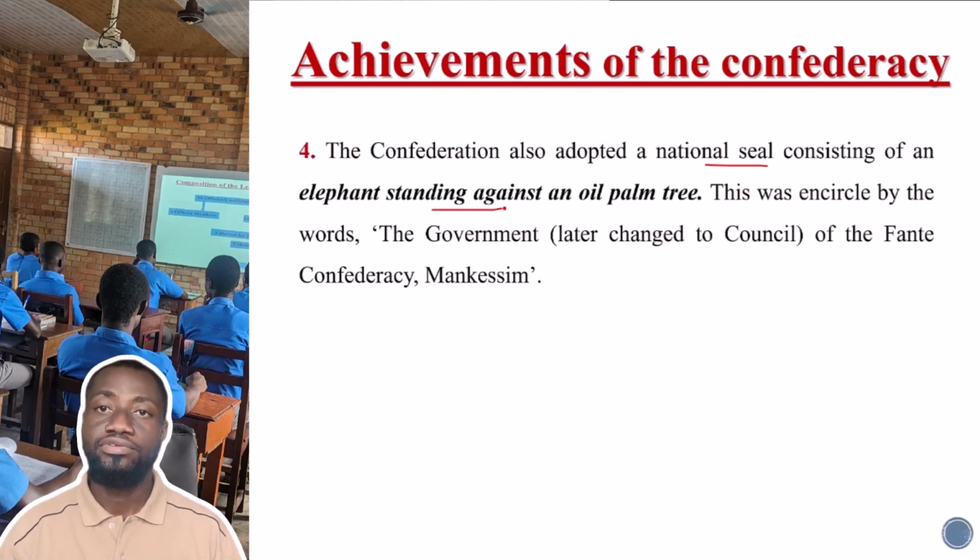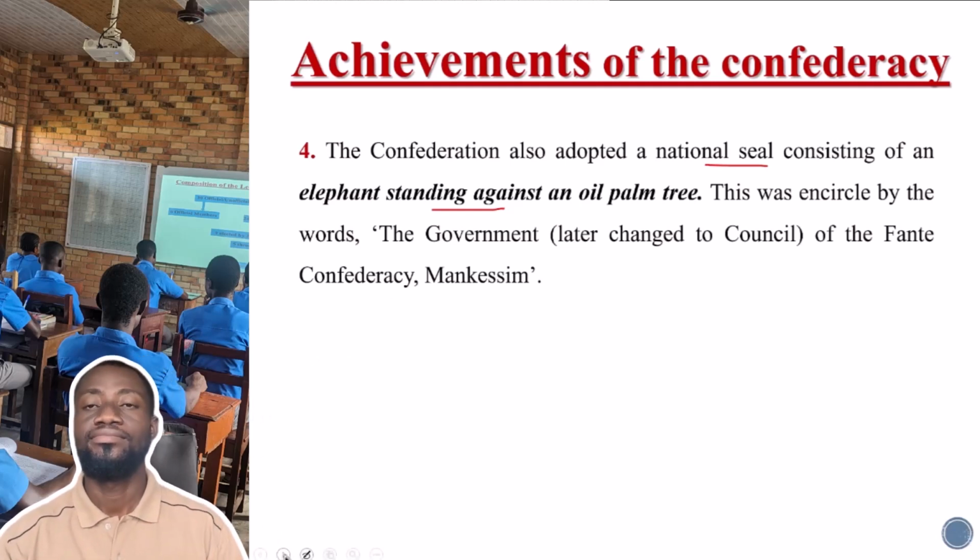All right. If you have watched our previous video, I did show you the national seal, and if you have not watched it, you can click the link in the description under this video and you'll see the national seal there. I forgot to bring it here, but they were able to adopt a national seal for the first time, like an emblem. Like today we have the coat of arms, something that represented the Confederacy. And so that was also an achievement, and whenever anybody saw it, they remembered the Fante Confederacy.